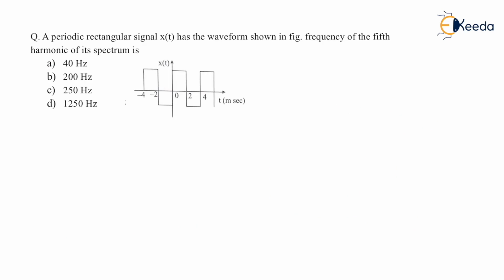A periodic rectangular signal x of t has the waveform as shown in the figure. The frequency of its fifth harmonic of its spectrum is. So this is a periodic signal and they are asking for the fifth harmonic frequency, and some options are given. You'll understand how to get it. See, when they ask you about some harmonic, you have to first of all calculate its original frequency. The original frequency is what we call the fundamental frequency. And to get the fundamental frequency, we should know its time period.